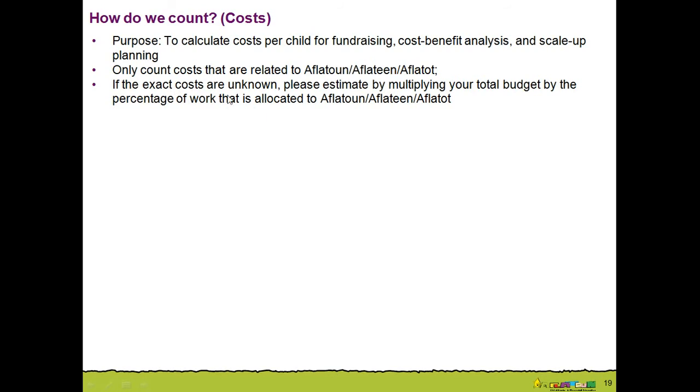If the costs are unknown, do your best to estimate by multiplying the percentage of work on Aflatoun by the total budget. So if you have a total budget of 100,000 and 20% of your time is on our programs, 100,000 times 20% would give you 20,000, and 20,000 would be what you report.